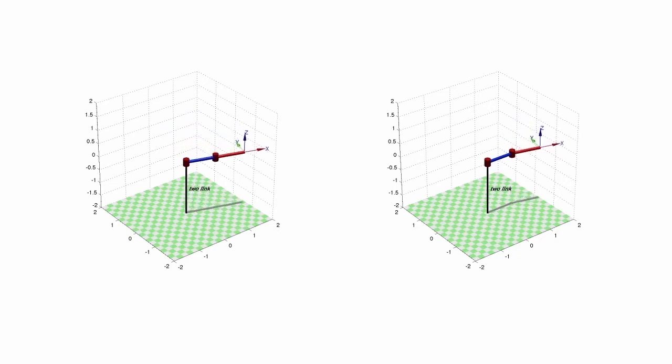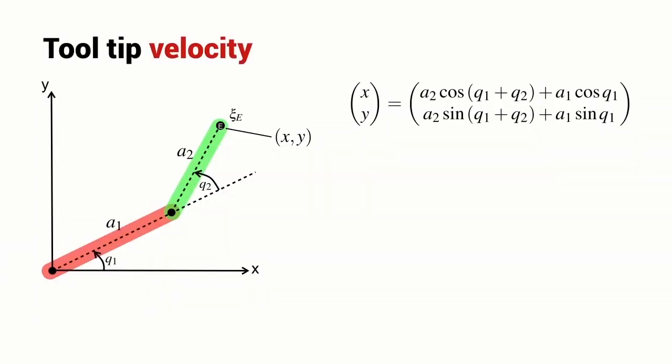What we're interested in is the relationship between the velocity of individual joints, q1 or q2, and the velocity of the end effector. And what we will be able to show is that instantaneously the velocity of the end effector is the sum of the end effector velocity components due to motion of joint 1 and the motion due to joint 2. Here's the two-link robot manipulator, which should be very familiar to us now.